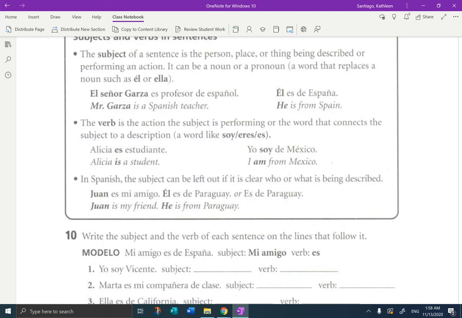Second bullet. The verb is the action the subject is performing or the word that connects the subject to a description. And again, here they're saying connects because we know ser is a linking verb. Alicia es estudiante. Alicia is a student. Yo soy de México. I am from Mexico. So here they're specifically using ser. Bullet number 3. In Spanish, the subject can be left out if it's clear who or what is being described. And although this is true, we're not ready to leave out the subject, so I'm just going to cross that third bullet off for right now.